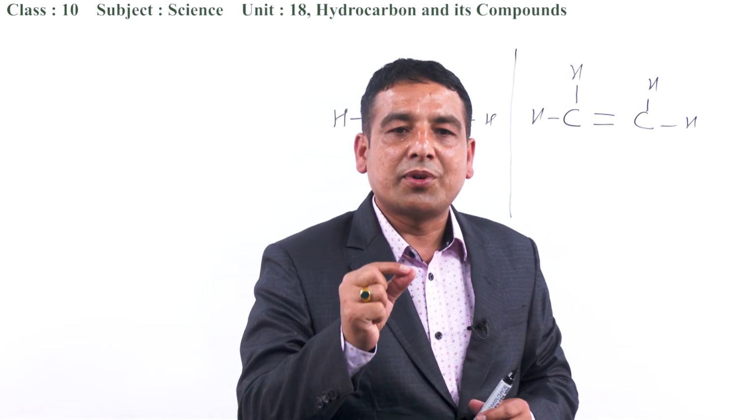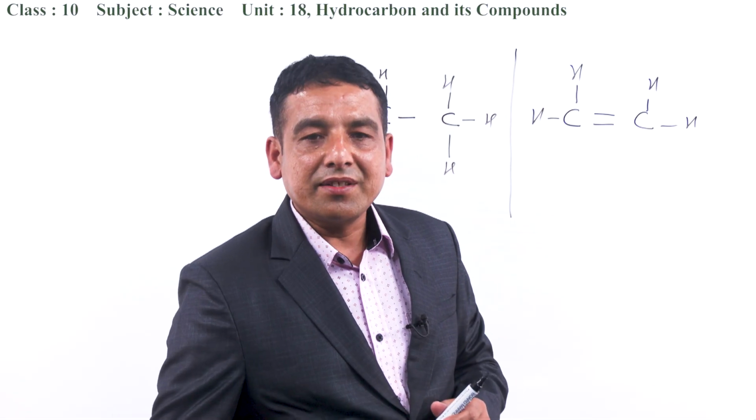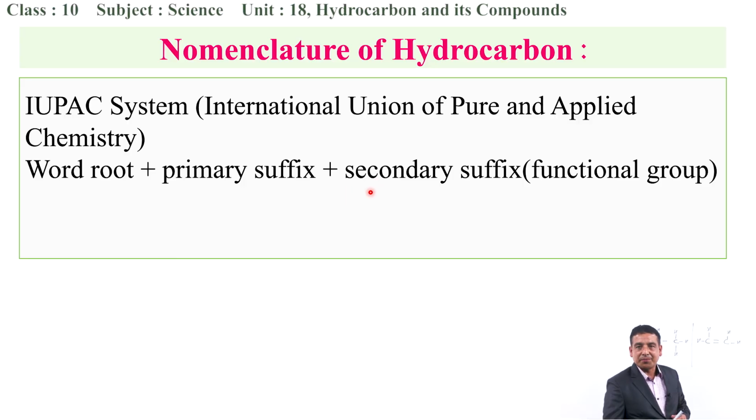We will be talking about the primary suffix also, and the third term is the secondary suffix. You can see on the screen that the secondary suffix always represents the functional group present in the given organic compound. So by connecting these three terms, these three words, we can make a single name of the hydrocarbon. This is the system of writing the IUPAC name of organic compounds. So we are going to discuss this right now.